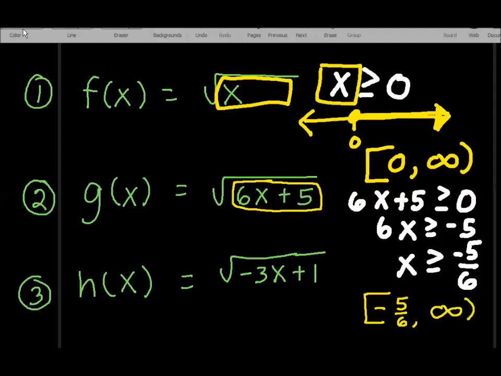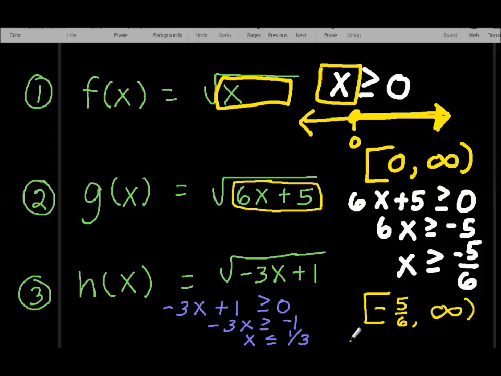Okay, let's do this last one here. Negative 3x plus 1 is the radical expression, so we want to set all of that greater than or equal to 0, and then solve. So we'll end up with negative 3x is greater than or equal to negative 1. And then I'm going to divide both sides by negative 3. And remember, when you do that with an inequality, you have to flip the sign. So I'm going to turn this into a less than or equal to 1/3.